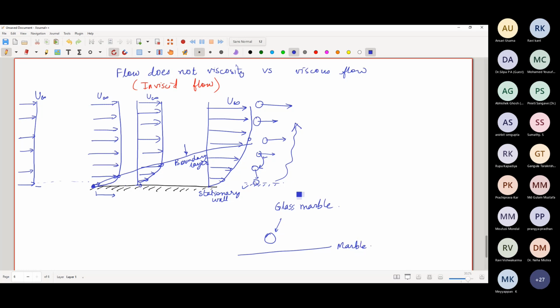what do you call this? Kancha. I call it kancha. What do you call a glass marble? Kancha only. Okay.